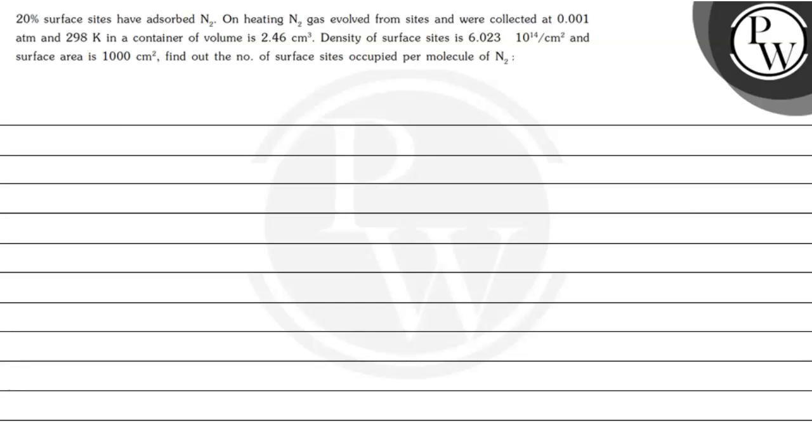The question says that 20% of the surface sites have adsorbed N2. On heating, the N2 gas evolved from the sites and was collected at 0.0001 atm and 298 Kelvin in a container of volume 2.46 cm³. The density of the surface sites is 6.023 × 10^14 per cm² and the surface area is 1000 cm². Find out the number of surface sites occupied per molecule of N2.